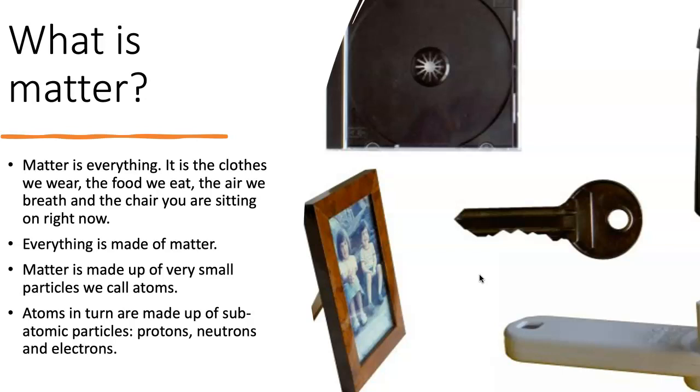Atoms themselves are made of things called protons, neutrons, and electrons, and we call them subatomic because they're below the atom level. And there are all sorts of interesting little things that make up protons, neutrons, and electrons. So subatomic particles, getting smaller and smaller. We'll get to them later.